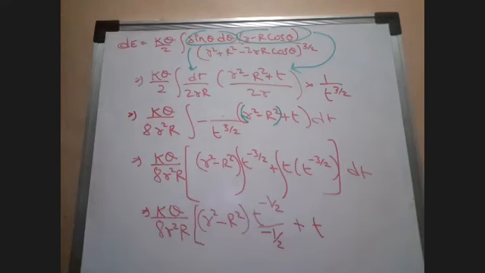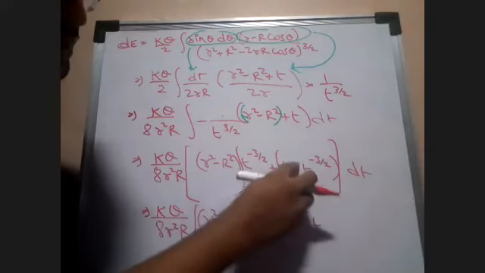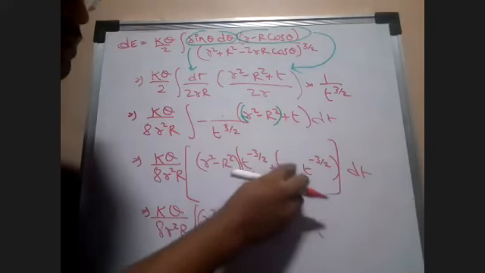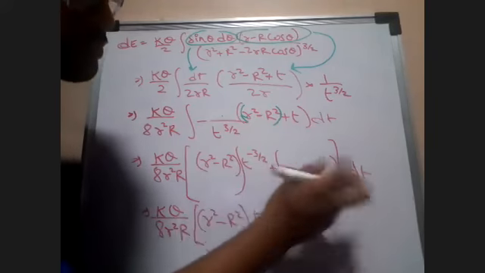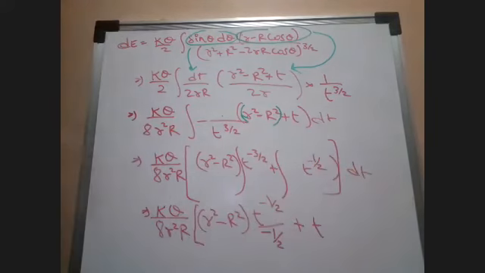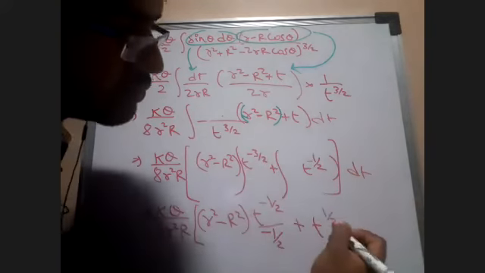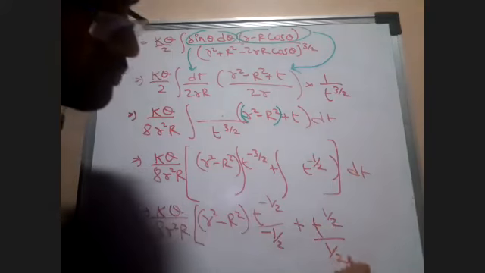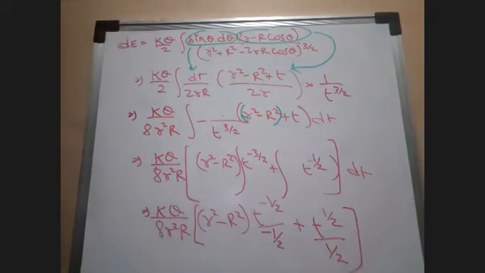So that will be equal to what? First of all, we add the t raised to minus 3 by 2 plus 1, that will be minus 1 by 2. So I can write it as t raised to minus 1 by 2, and integration of t raised to minus 1 by 2 will be t raised to half upon half. This is what we will get right now. This is the most simplified version of it.